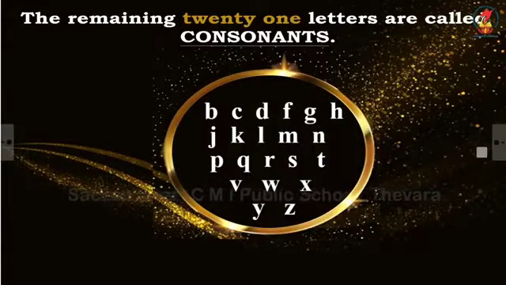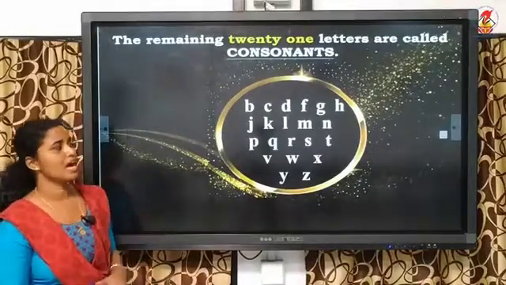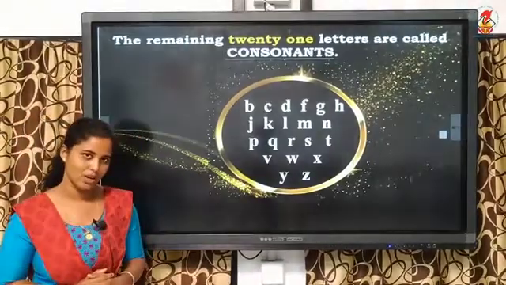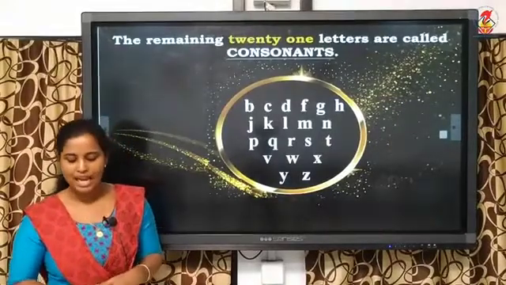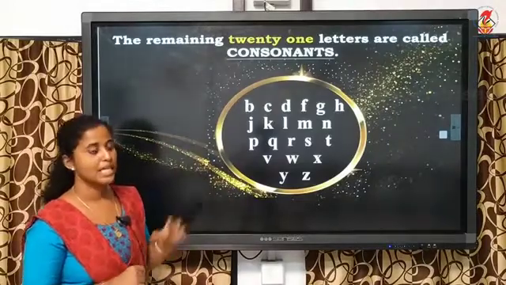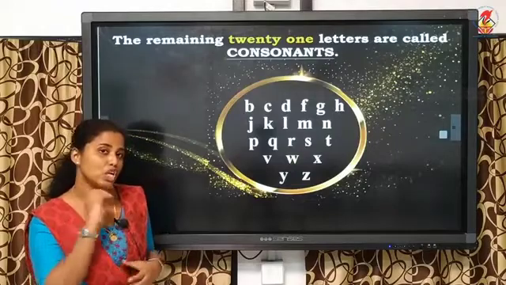So here it is. They are B, C, D, F, G, H, J, K, L, M, N, P, Q, R, S, T, V, W, X, Y and Z. So these are the 21 remaining consonants. Okay, these alphabets are called consonants. And see, these consonants make their sound with your mouth fairly closed.